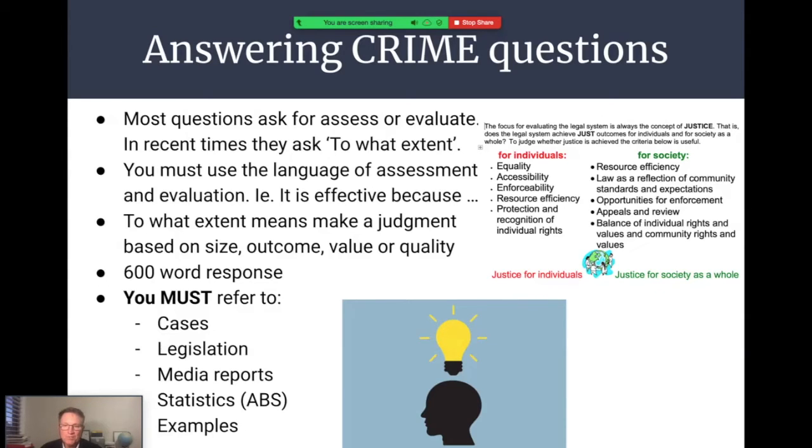To what extent means that you make a judgment based on size, outcome, value, quality. To evaluate means you make a judgment based on a criteria of your choosing. If you look to the right again at the table that I showed you earlier, there's a criteria there. For individuals, the legal system is effective if it's applied equally, it's accessible to all, it's enforced, etc. For society, if it's resource efficient, if it reflects community standards, etc. These are criteria that you could go to very easily to mount arguments to answer these types of questions. Remembering at the bottom though, you must refer to cases, legislation, media reports, statistics, and examples, as the rubric indicates prior to the question.